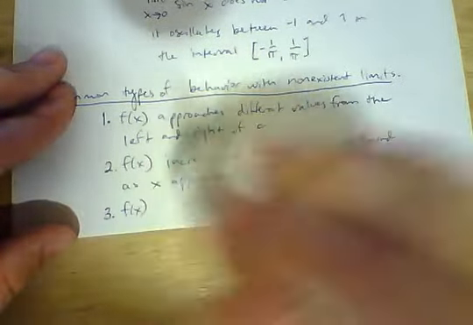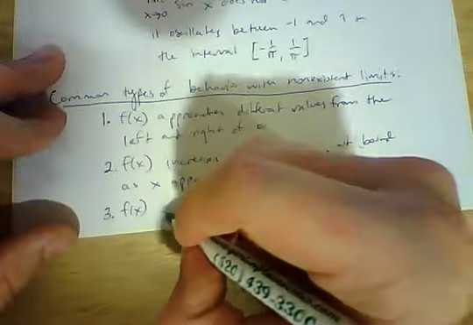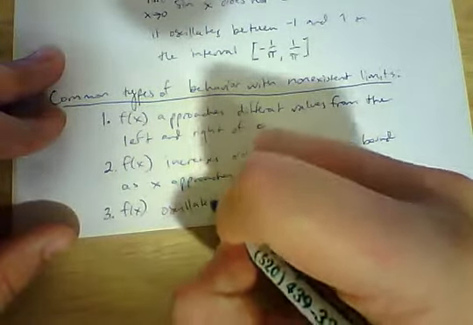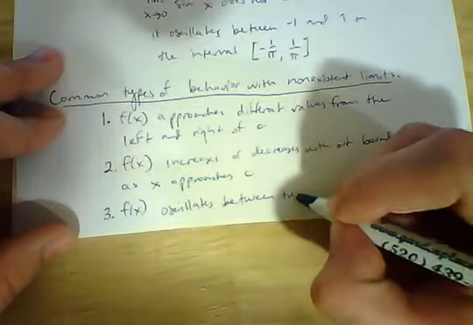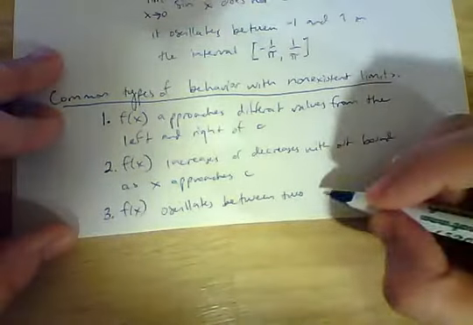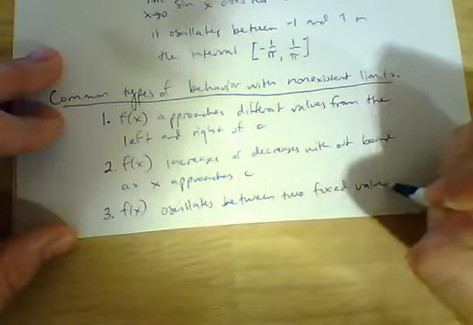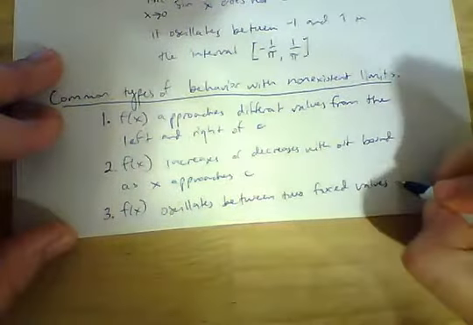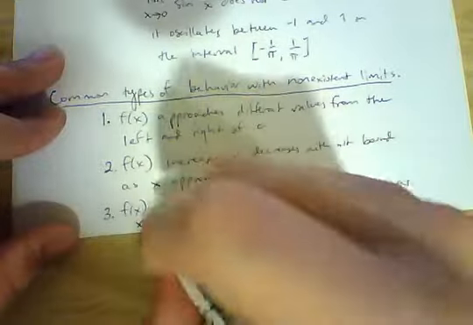The last reason is what we just discussed. This happens when f of x oscillates between two fixed values as x approaches C.